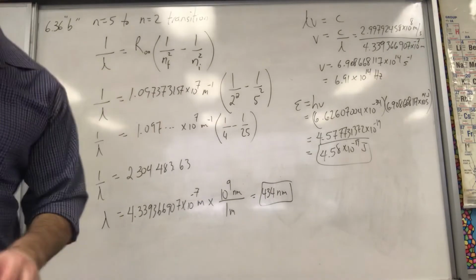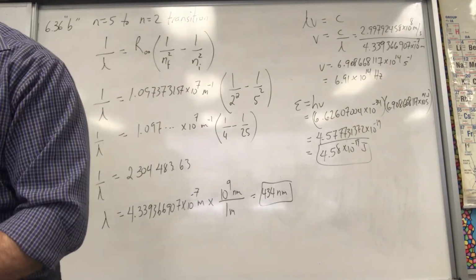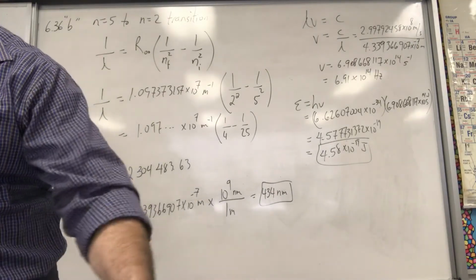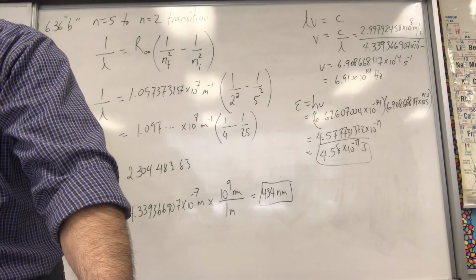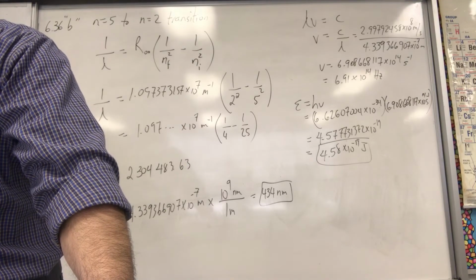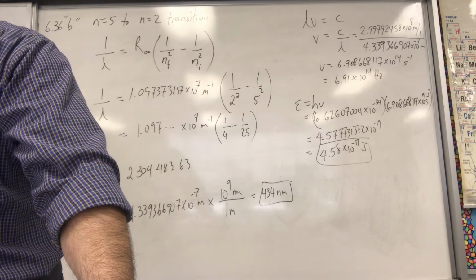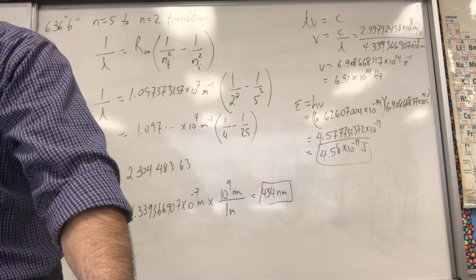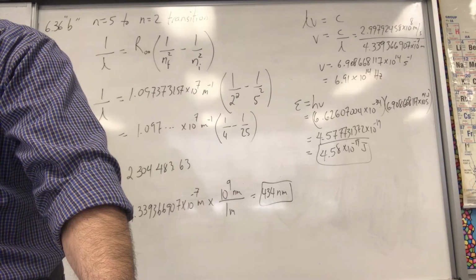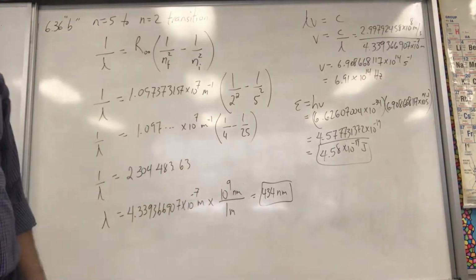Okay, 636B, it asks, for each of the following electronic transitions in the hydrogen atom, calculate the energy, frequency, and wavelength of the associated radiation and determine whether the radiation is emitted or absorbed during the transition from N4 to N1. I asked you to do only B.